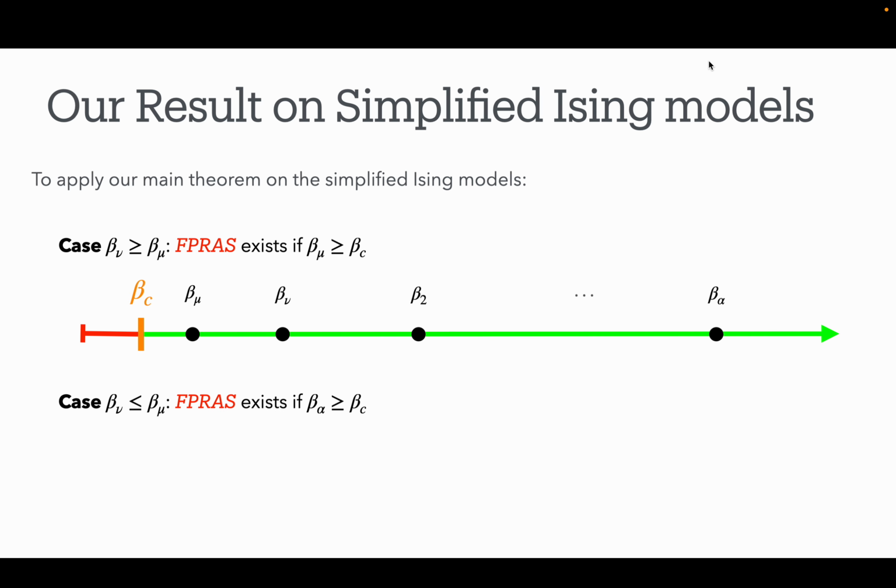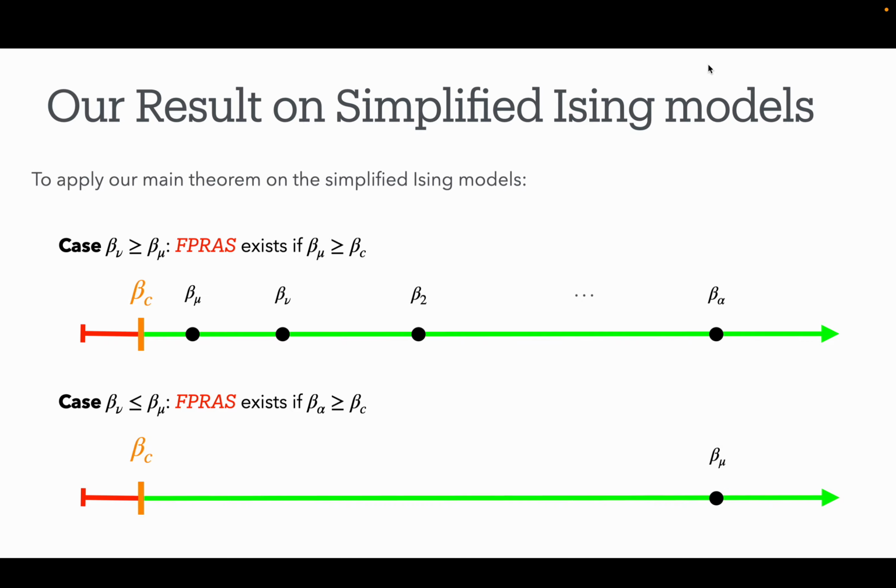And the second case is that beta nu is less than or equal to beta mu. And our theorem says that the FPTAS exists if beta_alpha is greater than or equal to the threshold beta_c, where beta mu is the largest one, beta nu is smaller, and beta_(alpha minus 1) is smaller, and beta_alpha is the smallest one. If the smallest one, beta_alpha, is also greater than the threshold beta_c, we have an FPTAS.